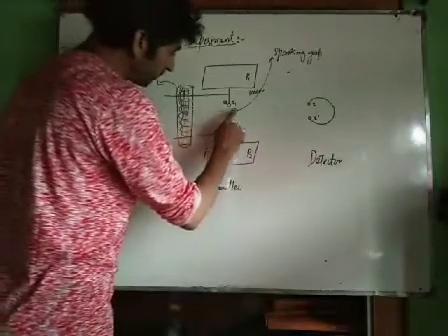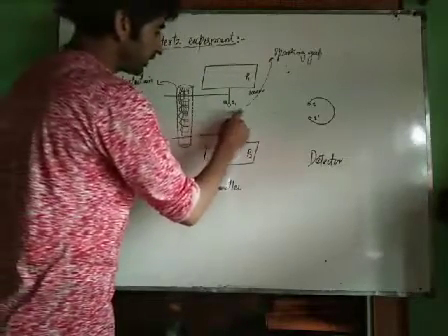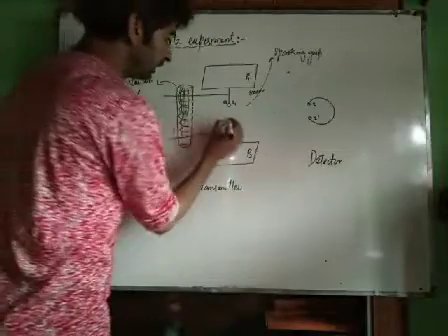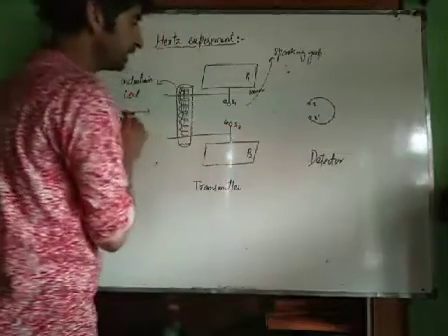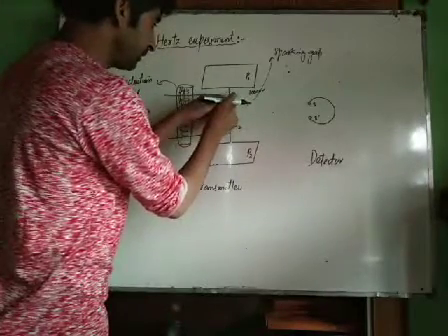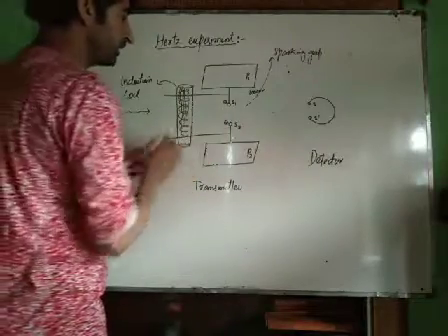Now what is this gap? It's free space. In this gap there is only air. Now what happens? He concluded that an electric spark is generated between this surface and this surface. Now the question is how the spark is generated.